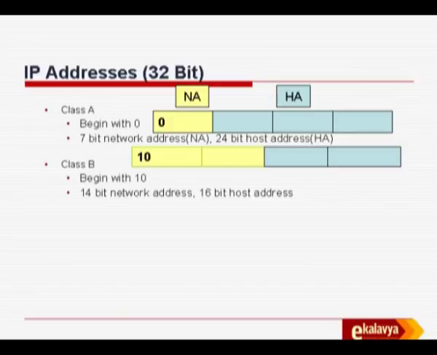Is that clear? So any 32-bit combination which begins with 0 in the address field will automatically mean it's a class A address and its interpretation is like this. The next level is the class B address. A class B address always begins with 1, 0. The first bit is 1, the second bit is 0.